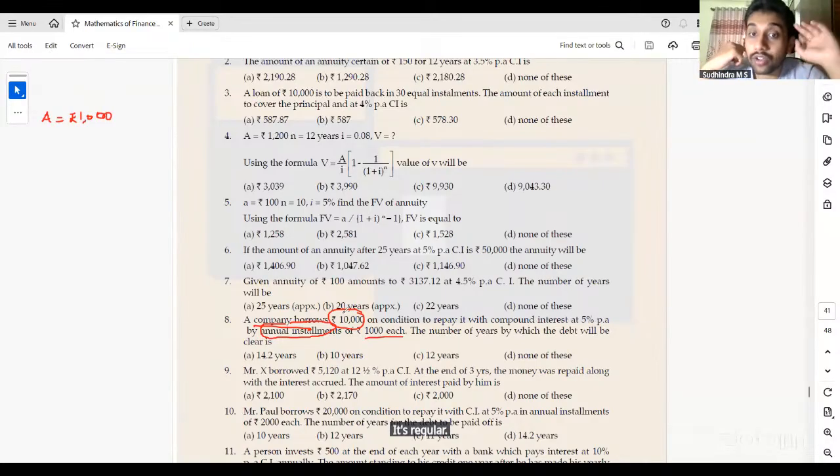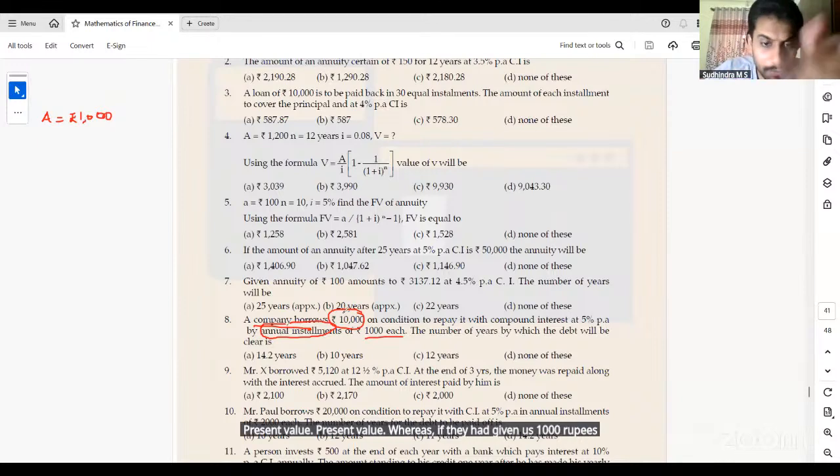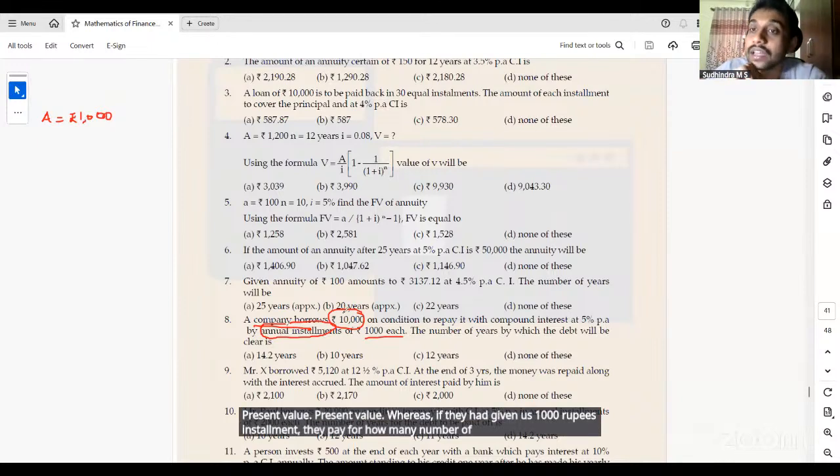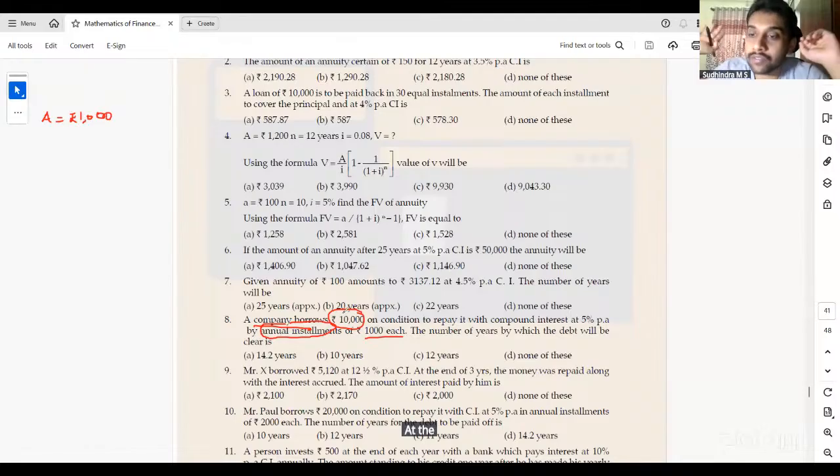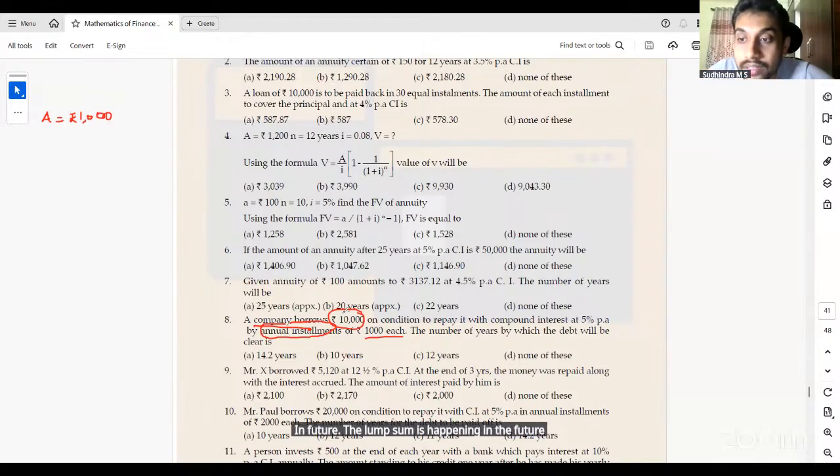Whereas if they had given us 1,000 rupees installment, paid for a number of years, and at the end they receive 50,000 rupees, then that 50,000 rupees will be future value, because the lump sum is happening in the future. Are we following?